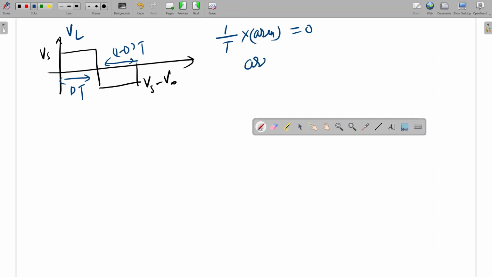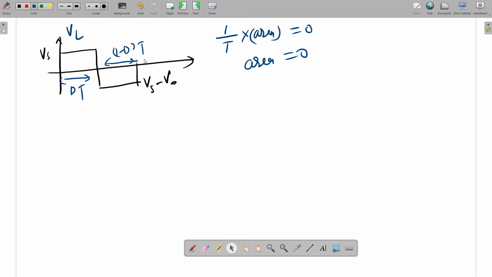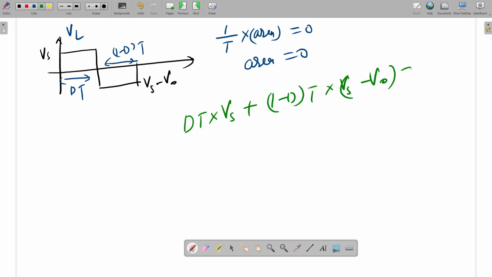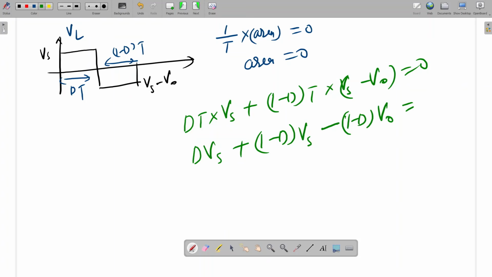It means the area should be equal to 0. So we can calculate the area here. What is the area for one period? This will be dT into Vs plus (1 minus D) into T into (Vs minus V naught) is equal to 0. So I am going to simplify it. See, D Vs plus (1 minus D) Vs minus (1 minus D) V naught is equal to 0.